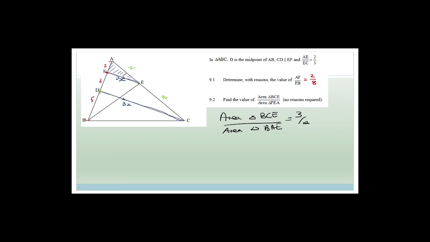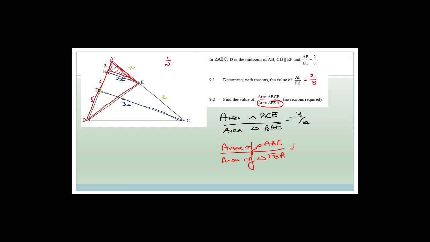Now we're going to look at this big triangle here, BAE again, and compare it to this little triangle here, because that's what we want. We want FEA. So we're going to say the area of triangle ABE, which is the same as BAE, over the area of triangle FEA, is equal to what?